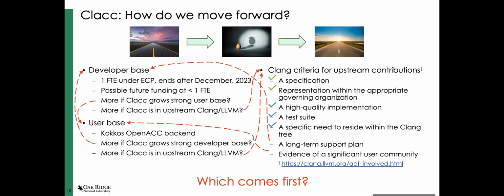Which comes first? My thought throughout the Clacc project has been that the key to breaking this dependency cycle is a quality implementation. In other words, if Clacc can eventually compete with established implementations such as NVHPC and GCC, maybe that will attract the attention of existing OpenACC C and C++ users, and then developers, and then we can meet the criteria for upstreaming to Clang and LLVM. Well, with ECP ending, we need to find out.